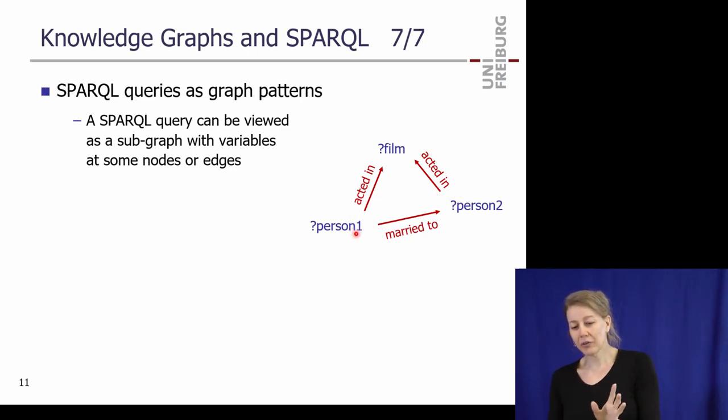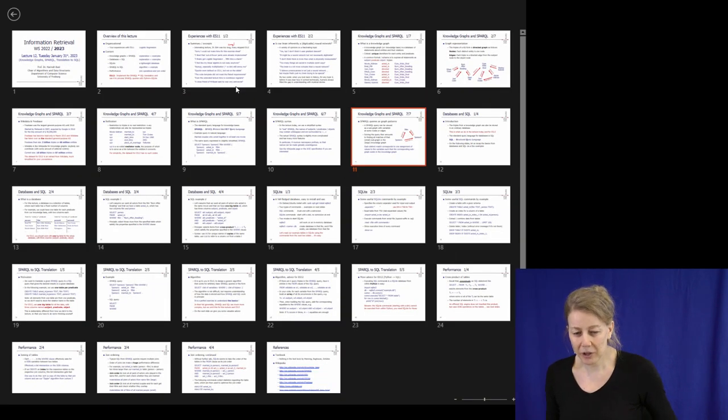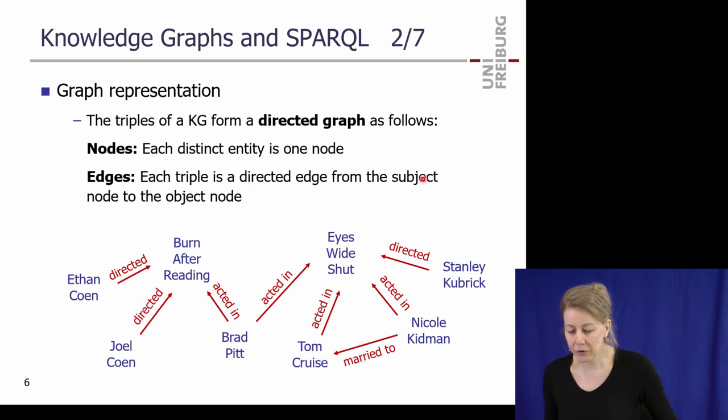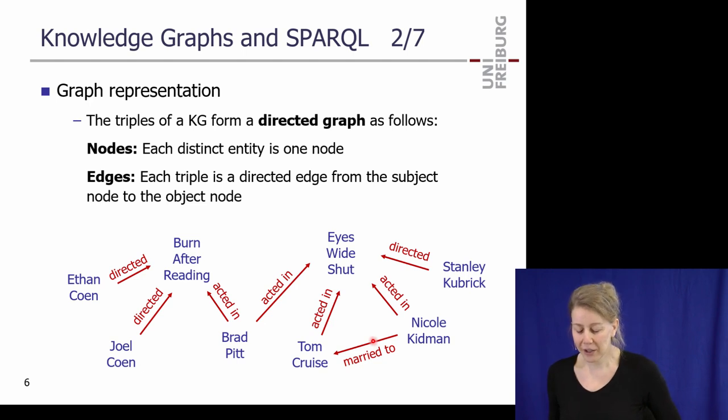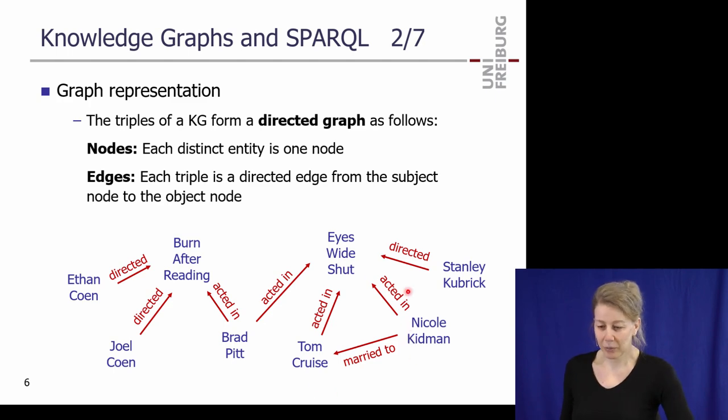Where do I have a person and another person, there's an arrow from one to the other, and from both there's an acted in to one film. And if we look at our original graph, it would match here. You have to pay attention to the direction of the arrow. Depending on that, the one person will be person one and the other will be person two. So that's the only place where this pattern would match in this picture.